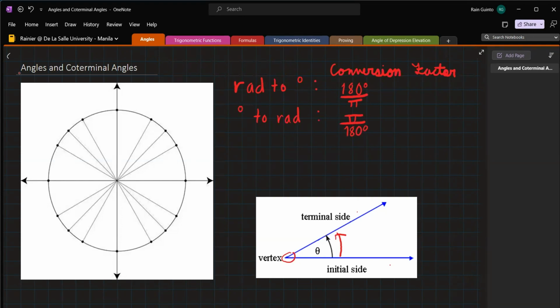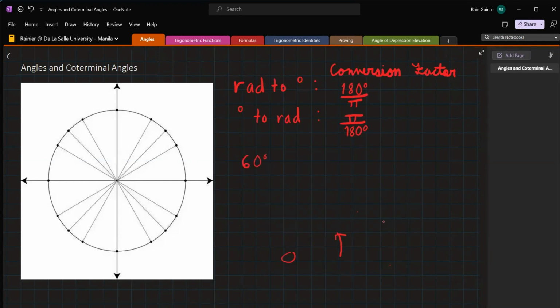So let's do some examples. If I want to convert 60 degrees to radians, my solution would be as follows. 60 degrees times pi over 180 degrees. That would give me 60 pi over 180. However, we can actually simplify it. We know that both 60 and 180 are divisible by 60. So 60 divided by 60 equals 1, so we can write pi. Then 180 divided by 60 equals 3. So 60 degrees is basically equal to pi over 3 rad.